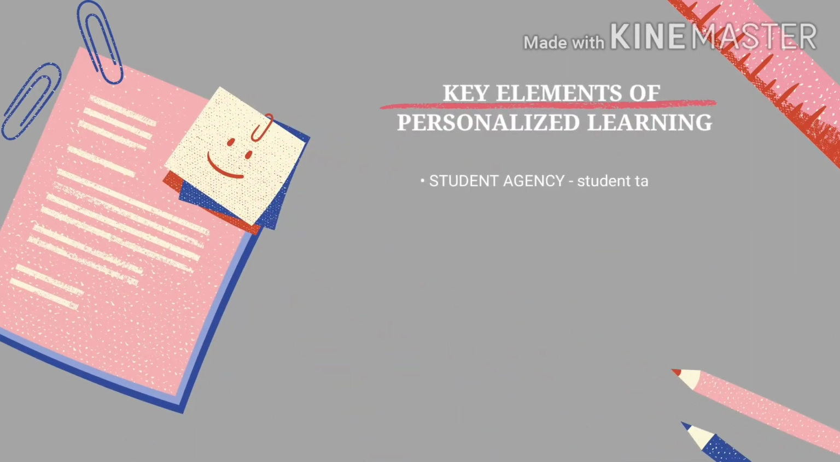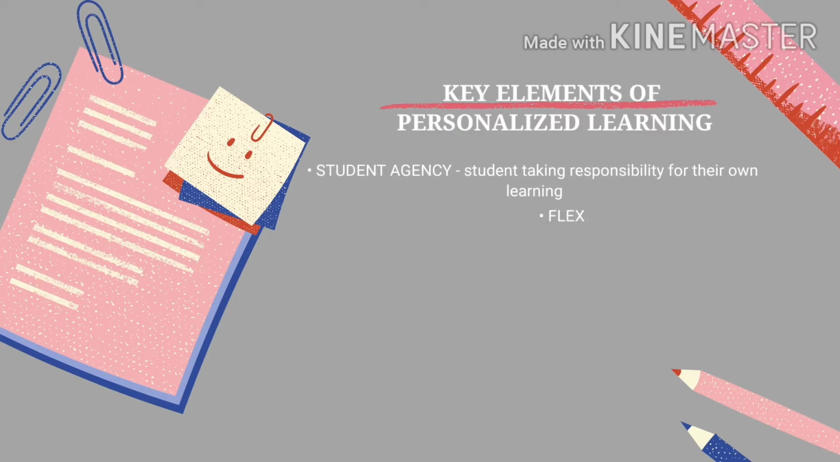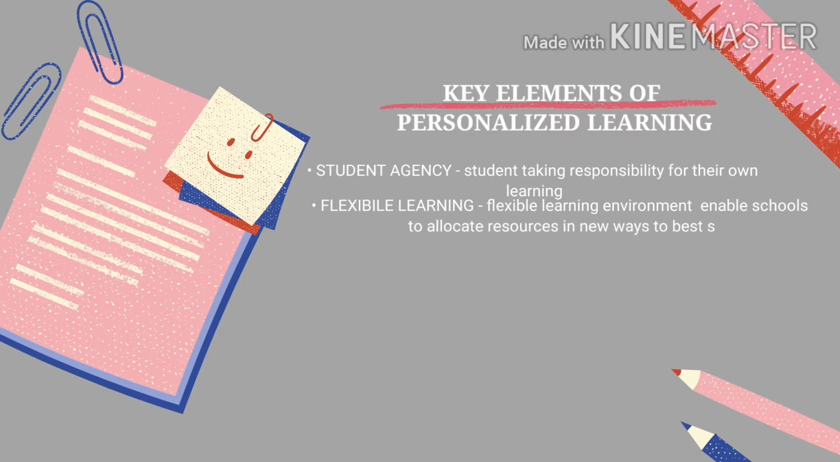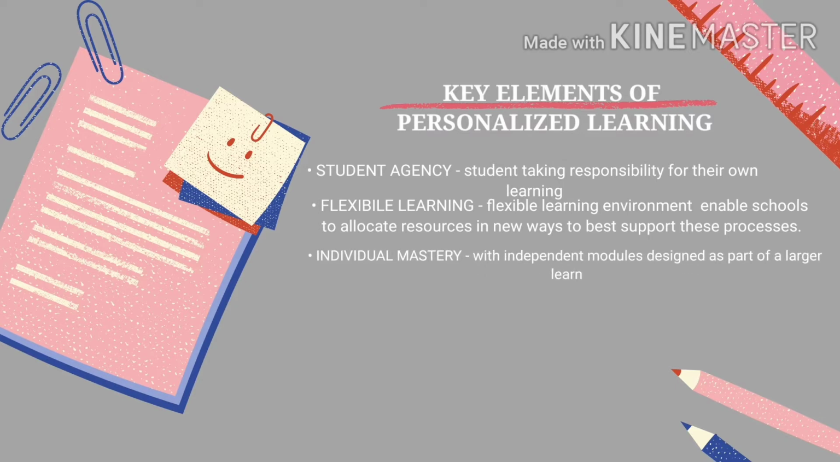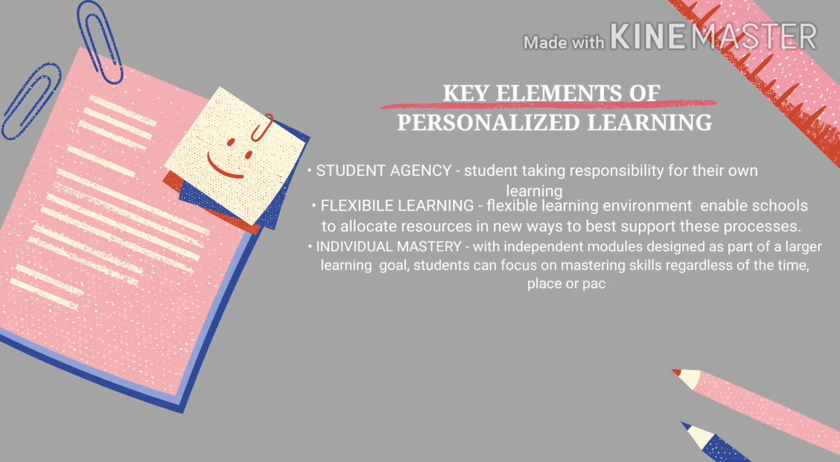Student agency. Student taking responsibility over their own learning. Flexible learning. Flexible learning environment enables schools to allocate resources in new ways to best support these processes. Individual mastery. With independent modules designed as part of a larger learning goal, students can focus on mastering skills regardless of time, place, or pace of learning, being allowed to tap into their potential.